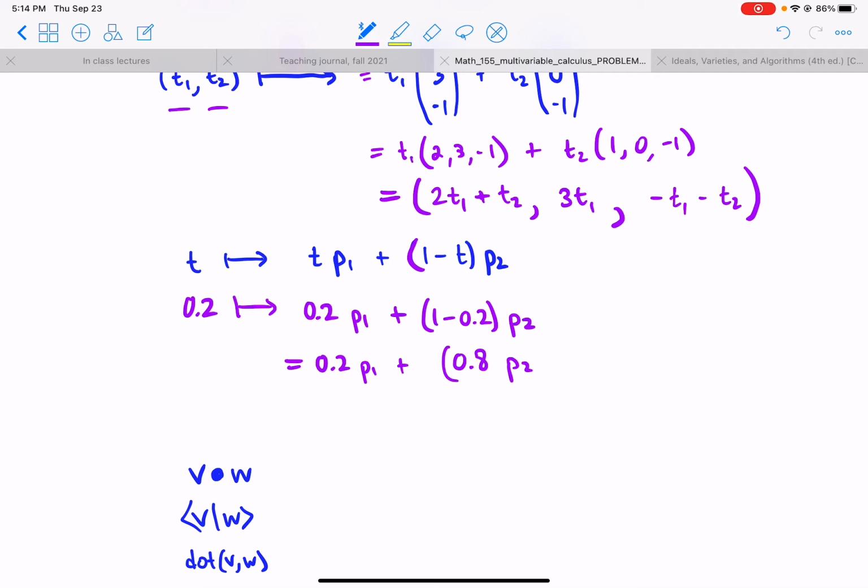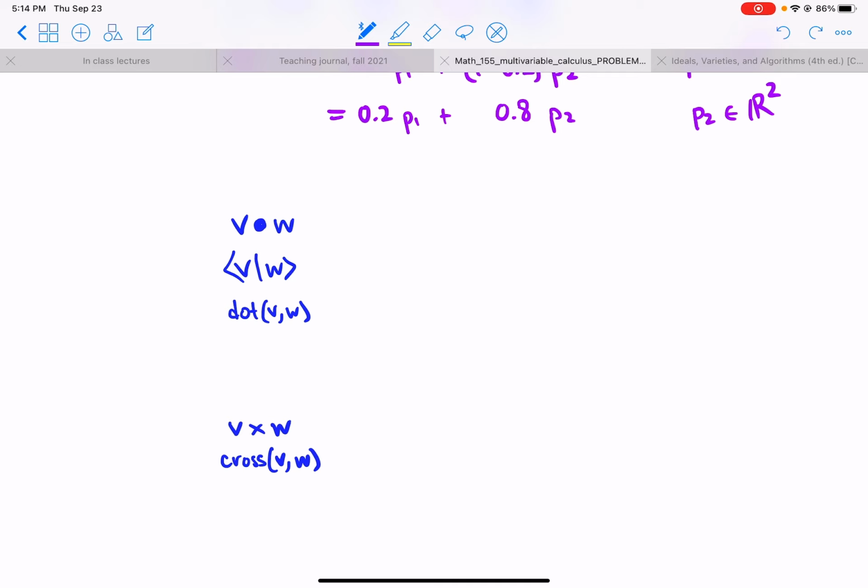And when you have decimals, sometimes it's even nice to put them in parentheses, just to make it more visually clear what the scalar is and what the vector is. Here, I'm assuming that P1 is some vector, maybe in two-dimensional space, and also P2 is some vector in two-dimensional space. And I haven't given you the precise coordinates of P1 and P2 yet in this formula.